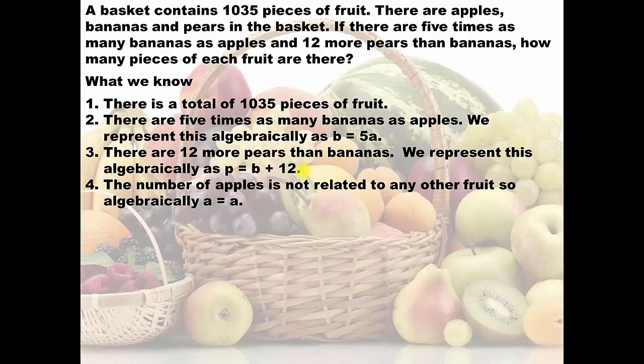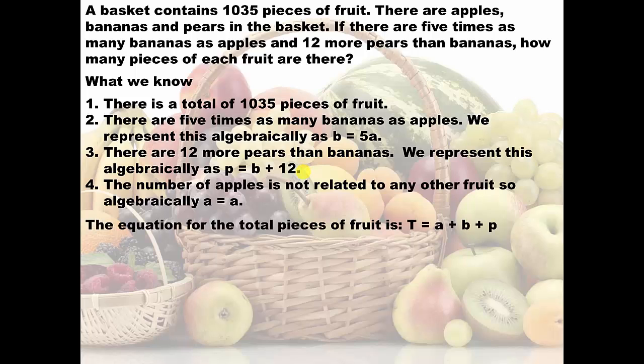The third thing we know, there are 12 more pears than bananas. We represent this algebraically as P equals B plus 12. Pears is equal to how many bananas you have plus 12 more, because there's 12 more pears than bananas. Not 12 times more, just 12 more. And then the number of apples is not related to any other fruit. So algebraically, apples is just apples. It's not any times more or any more of or less of or whatever, just the number of apples.